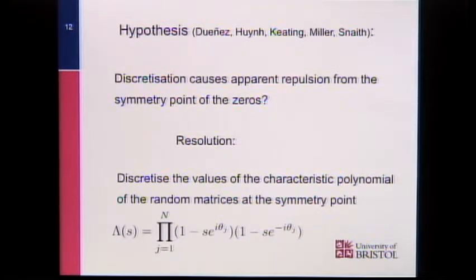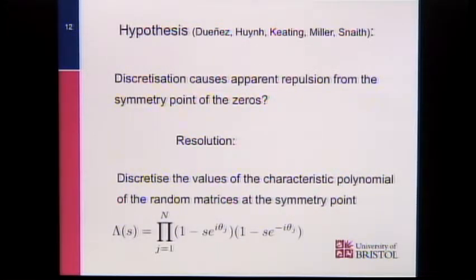The hypothesis of Dueñas, Wen, Keating, Miller, and myself is that this discretization is what causes the repulsion of zeros from the symmetry point, from the point of half, and that the resolution would be to similarly discretize the values of the characteristic polynomials. So the characteristic polynomial of matrices in SO(2n) looks like this.